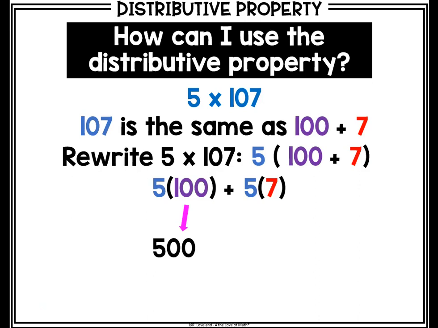I know 5 times 100 is 500. I know 5 times 7 is 35. When I add, I have 535. So 5 times 107 is 535. I couldn't have done that in my head just looking at it, but I can do 5 times 100 in my head, I can do 5 times 7 in my head, and I can figure out that that answer is going to be 535. That's what the distributive property is useful for.